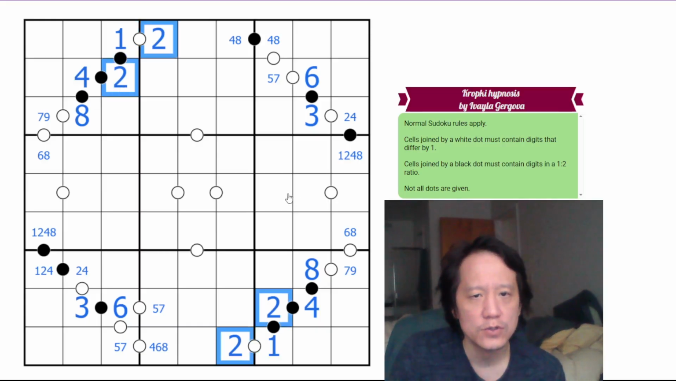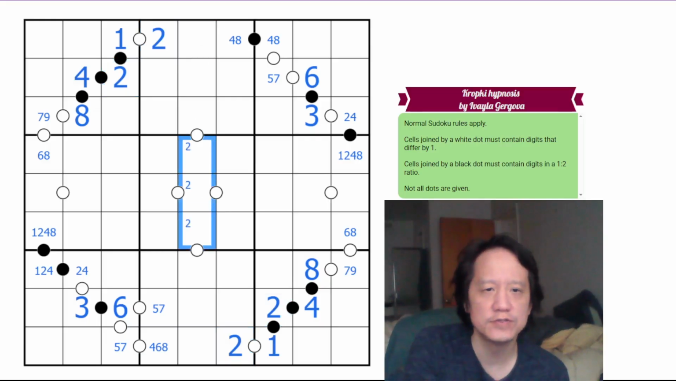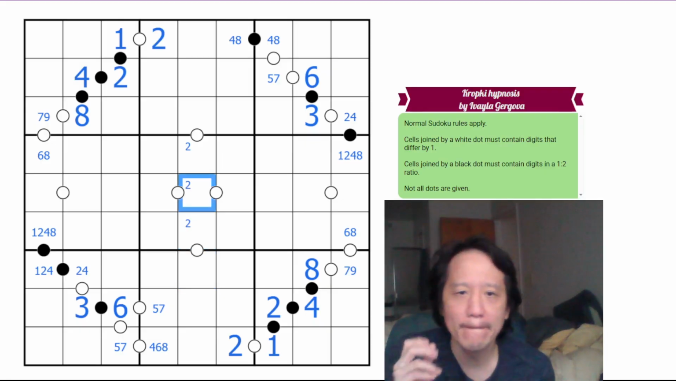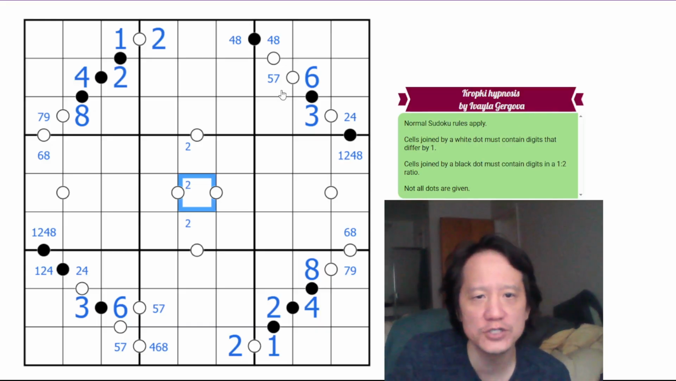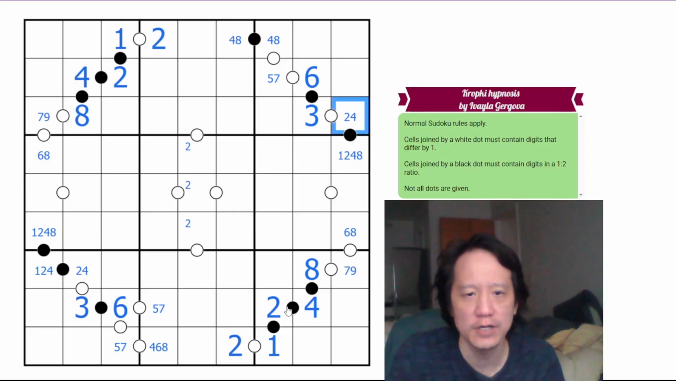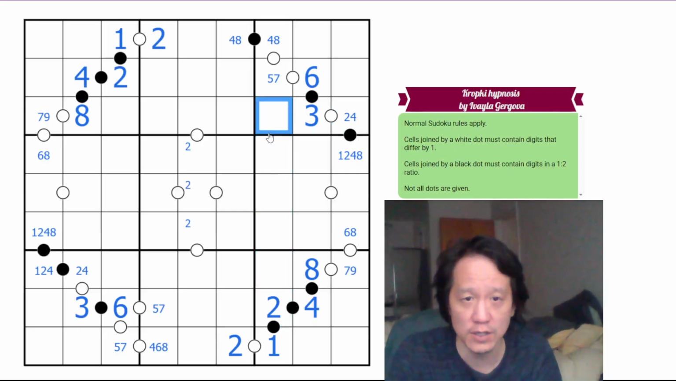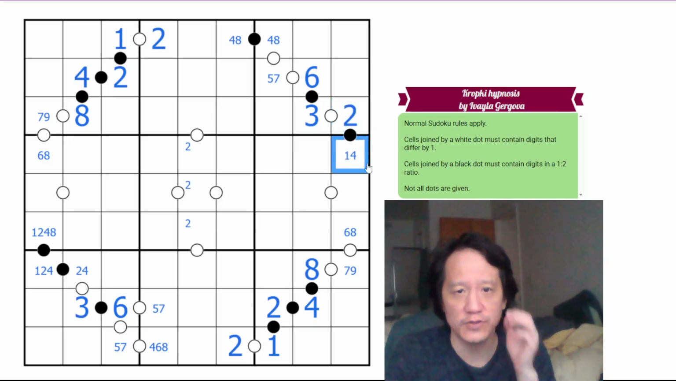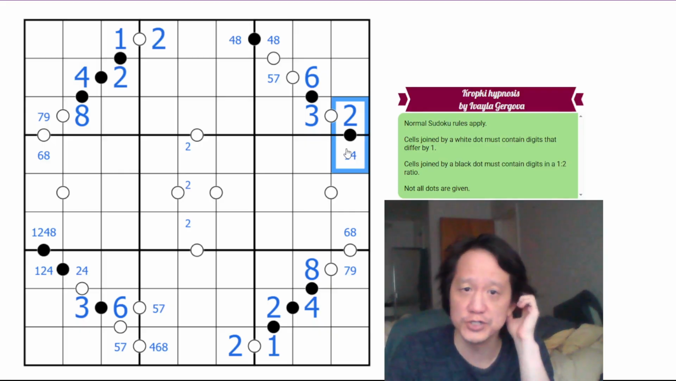Twos. Where is the 2 in column 5? It must be one of these 3 cells. Okay. That doesn't tell us too much. Where's the 2 in row 3? Can't be here because of 2 in the box. Can't be here because of 2 in the box. It must be here or here, and it cannot be here because of the 2 in the column. So this must be 2 here, which means this is either 1 or 4 to be in a 1 to 2 ratio with it.